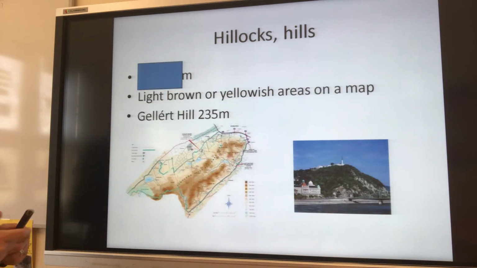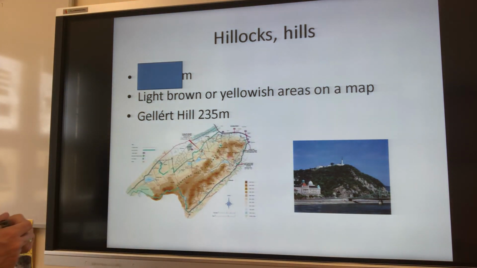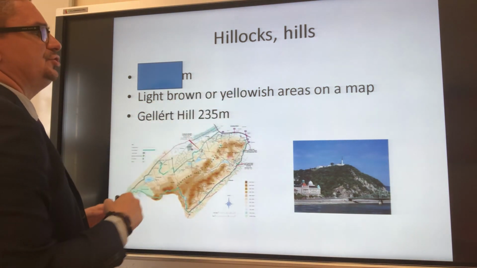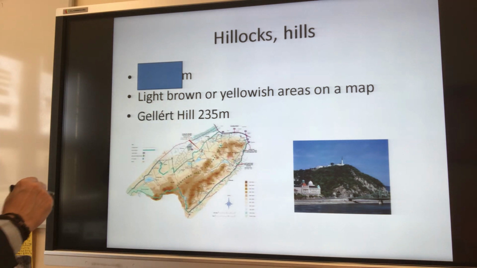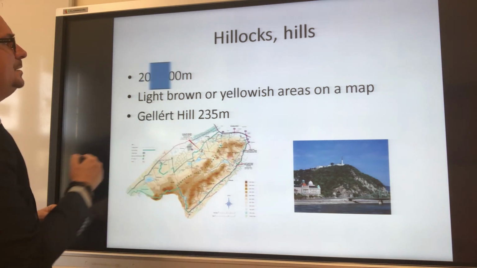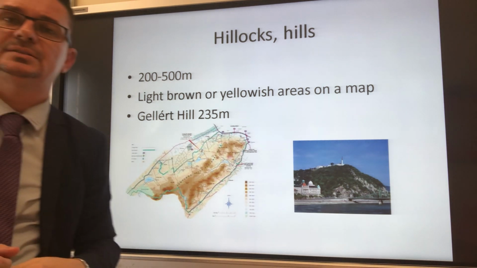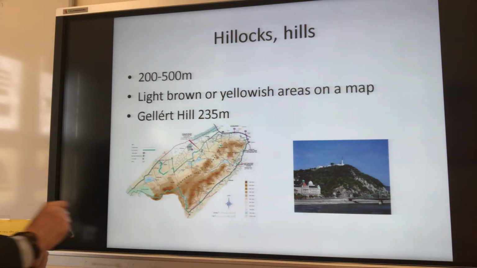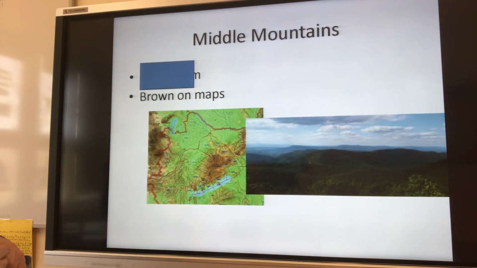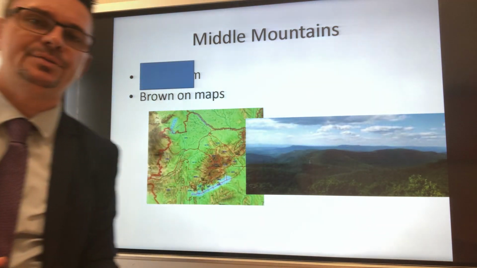Next one, hillocks and hills, like Gellért Hill here. What is the color? Light brown or yellowish areas on a map. Like Gellért Hill is only 235 meters high, not that big. So hills and hillocks are between 200 and 500 meters. Write down the information again in your exercise book. Stop the footage.